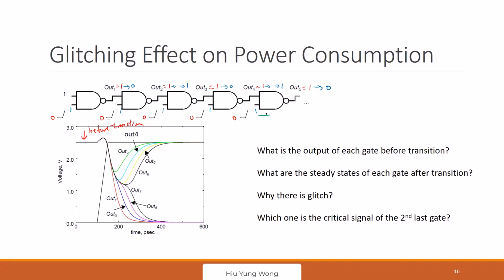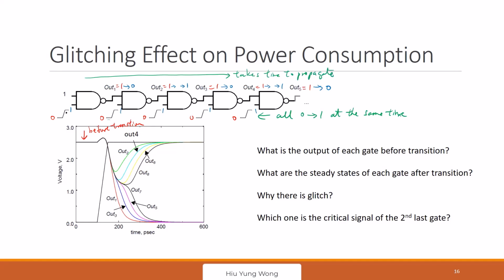This one, all go from 0 to 1 at the same time. But this one takes time to propagate, right? Let me say one more time.